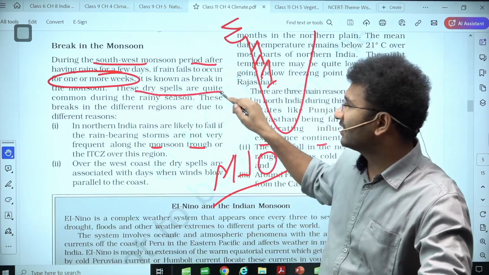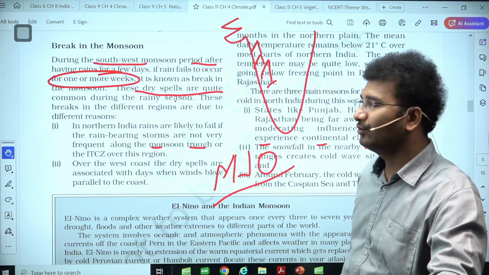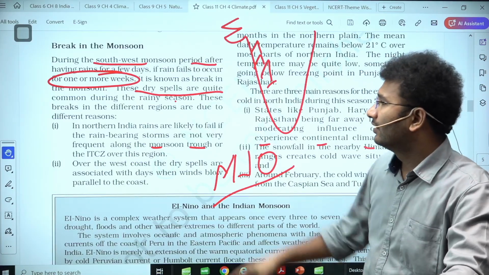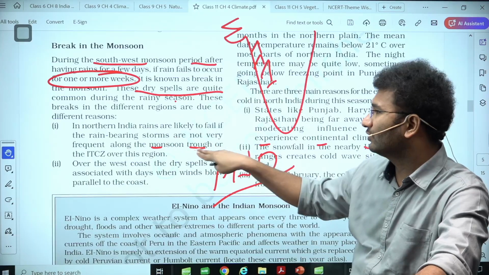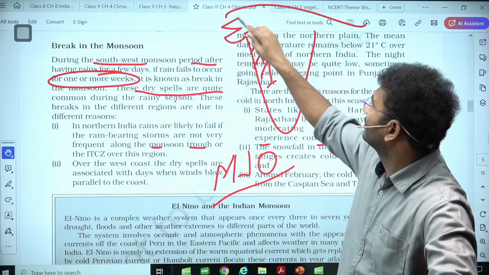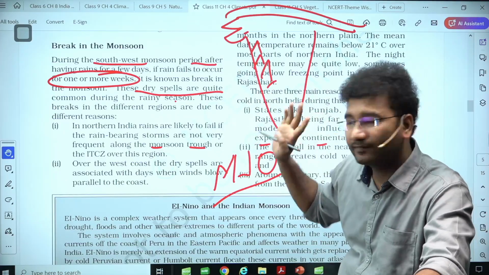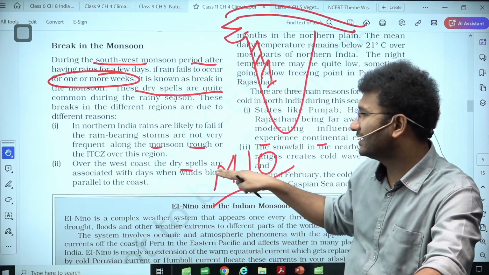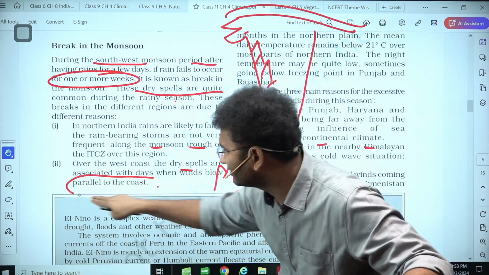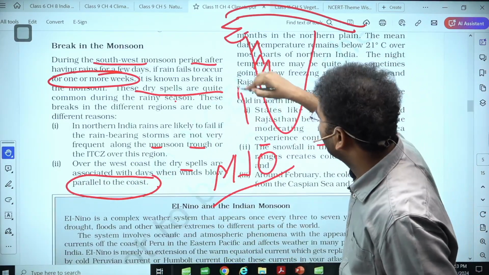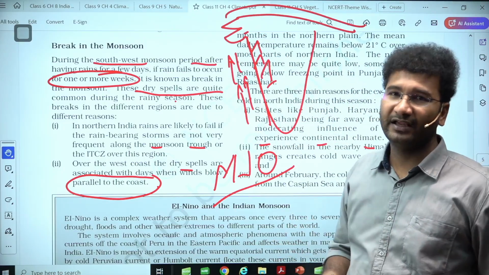These dry spells are quite common during the rainy season. These breaks in the different regions are due to different reasons. Number 1, the North Indian rains are likely to fail if rain-bearing storms are not very frequent along the monsoon trough. If suppose this monsoon trough is not strong, then also the winds will not come very fast. Over the west coast, the dry spells are associated with days when winds blow parallel to the coastline. See here, if the winds are blowing parallel to the coastline, then also you will have the break in the monsoon.